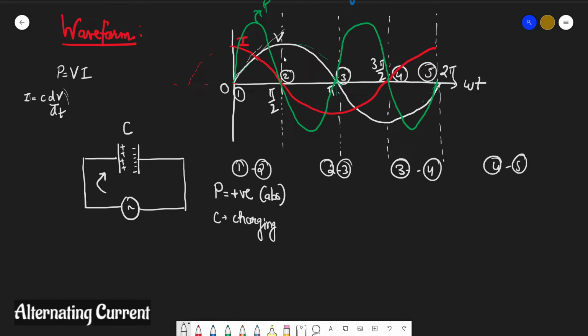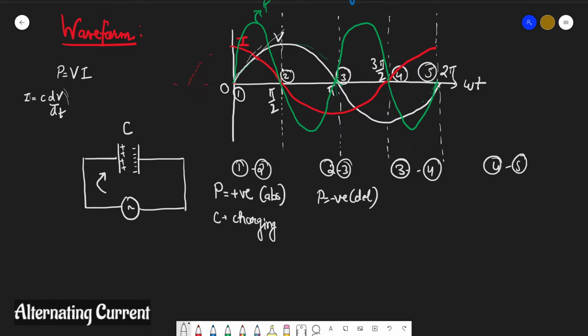Okay, let us talk about 2 to 3. Now obviously voltage is positive, but the current has become negative now. So power is negative. In this case, it is a delivered power. How a delivered power? Now let us see here.